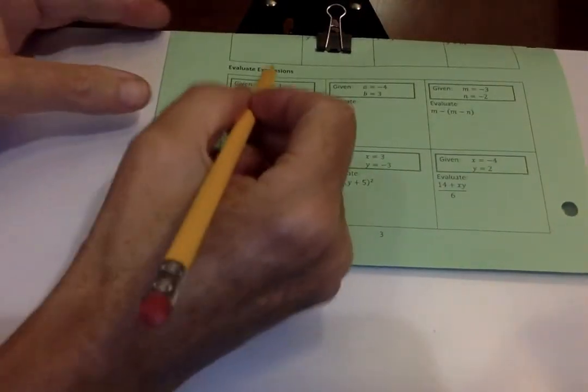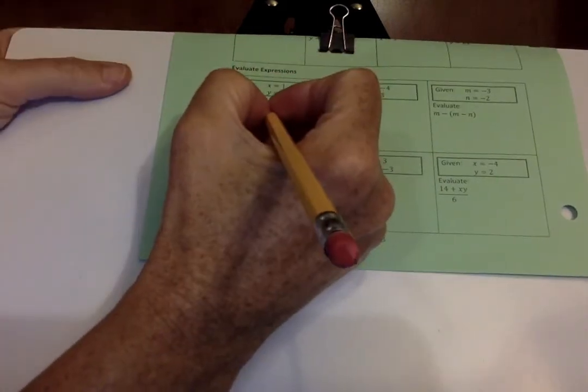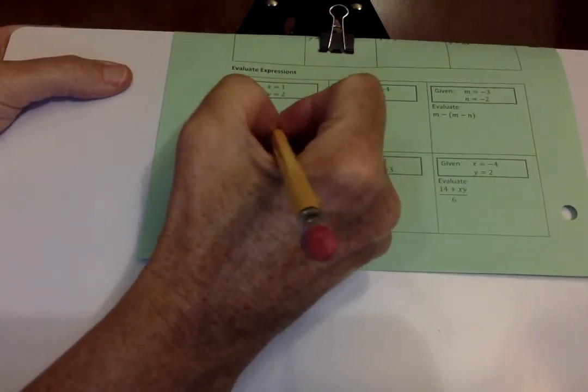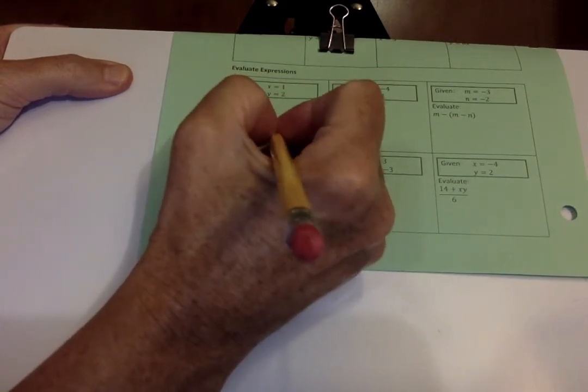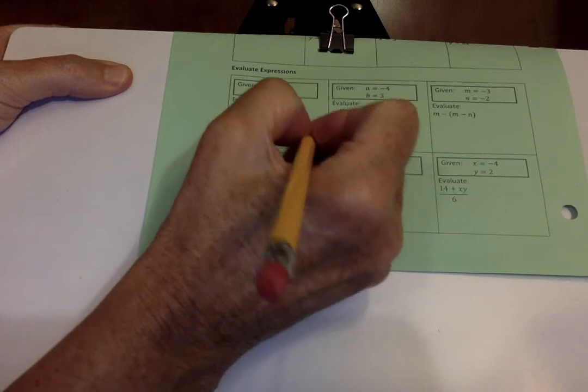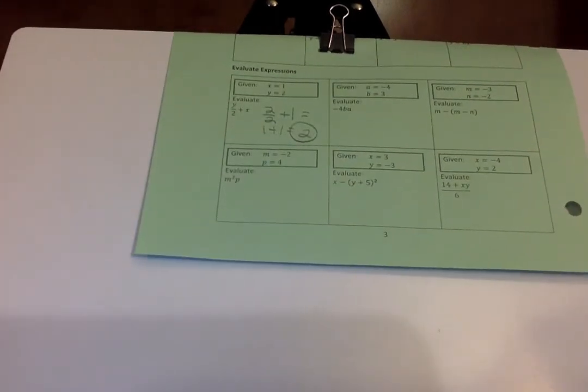Okay, we're going to evaluate each expression, given x is 1 and y is 2. So we're going to put 2 in for y. So we get 2 over 2 plus x is 1. 2 over 2 is 1. Okay, so I want to see this work. So make sure you're showing work. Otherwise, I can't give you full credit.